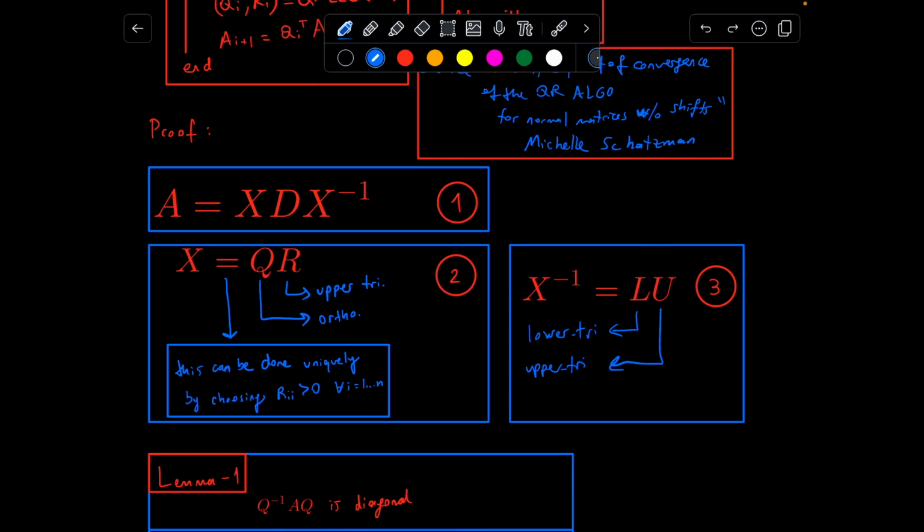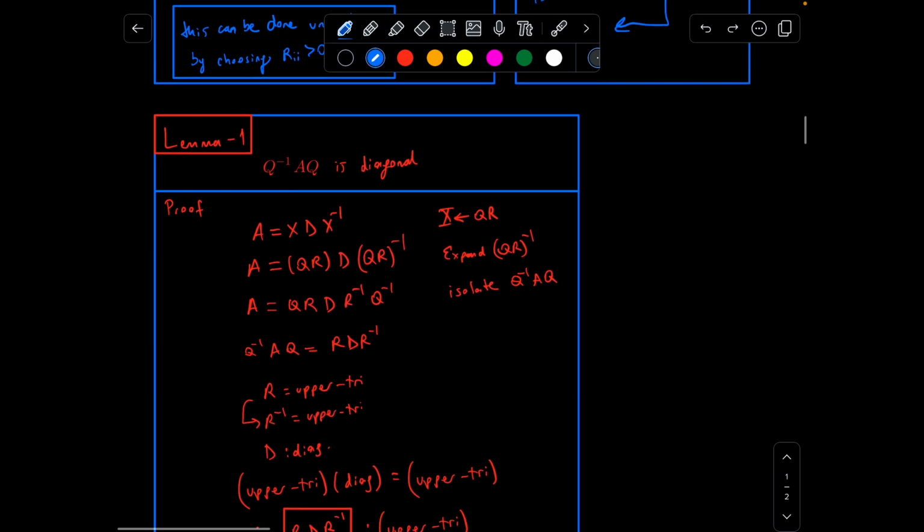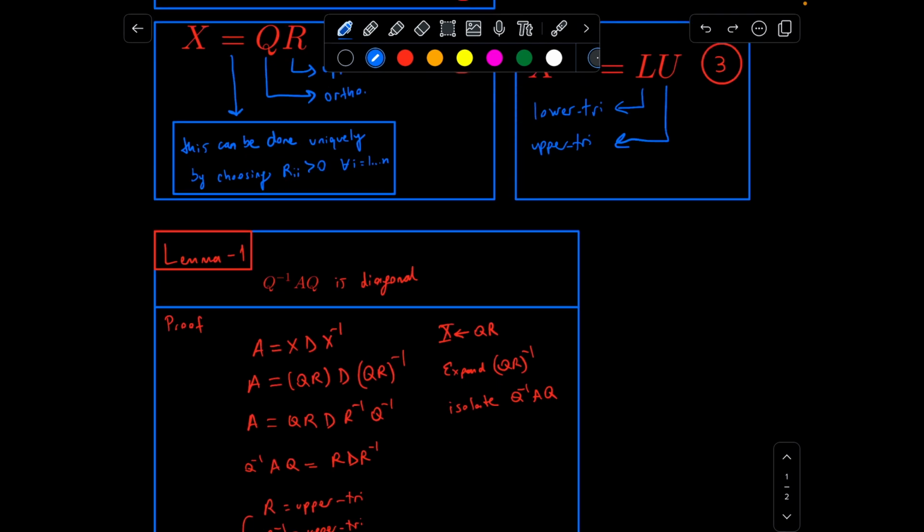So let's continue. I haven't stated anything that is interesting so far, right? So we have QR decomposition and we have AU decomposition for given X and X inverse. What was X? X was the model matrix for a given A, right? Let's continue.